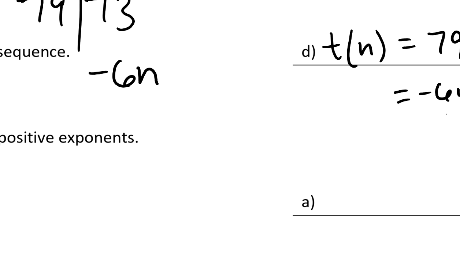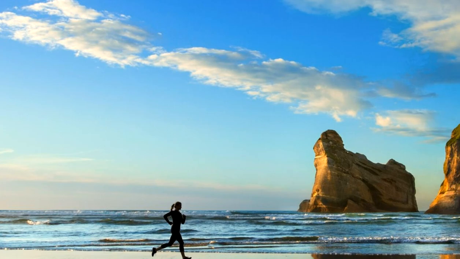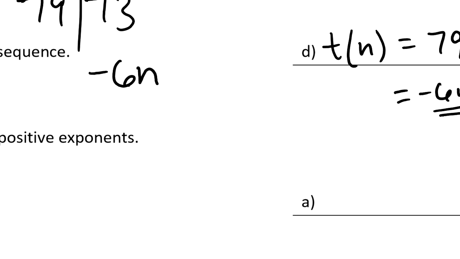But what happens is, as n moves forward, right, I'm subtracting an additional 6 each time. So n could be 1, it would give me 73, n could be 2, n could be 3, etc. Right, that's it for that question.